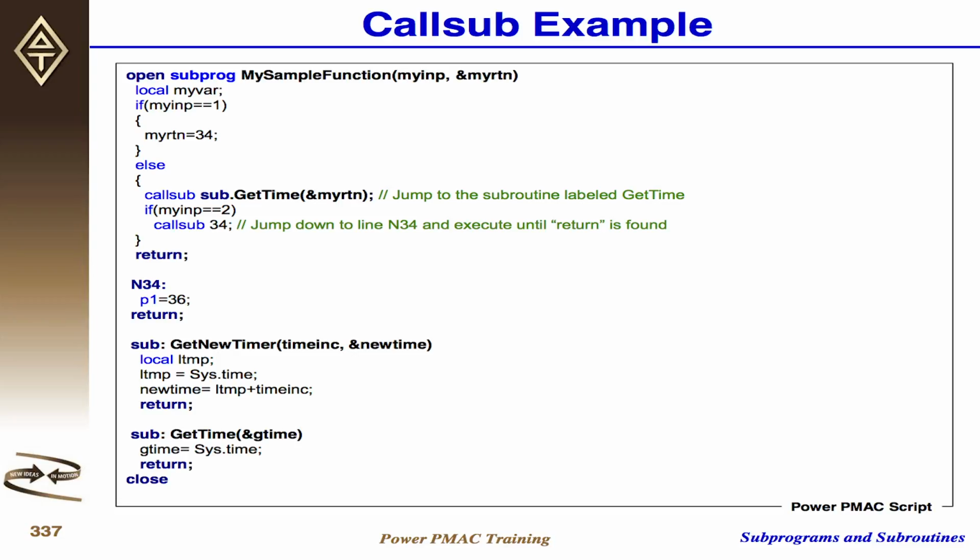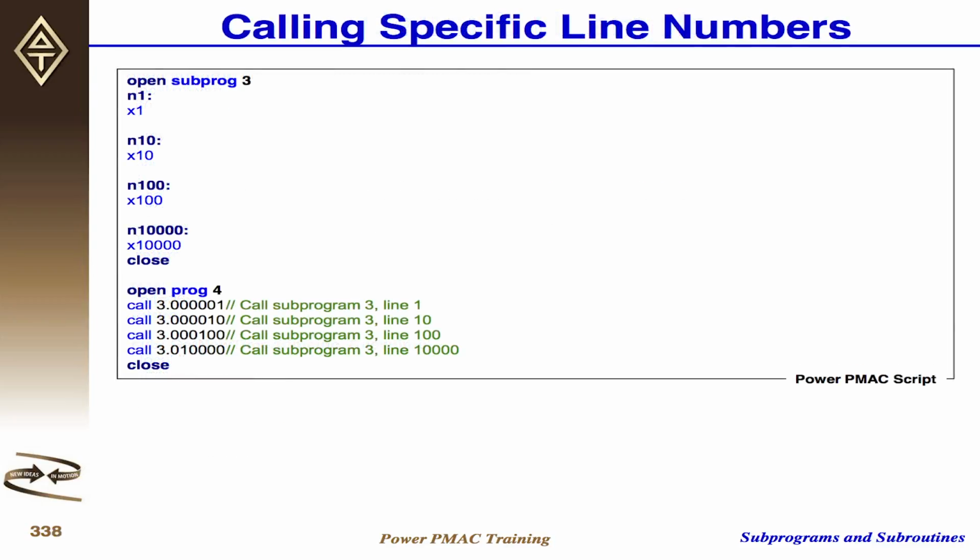Okay, so this is another subprogram example. Your subprogram and your calling program, with the motion program 4 call 3.00001. That's going to call subprogram 3 line 1, times 1 million, right? The fractional part. This one is going to be line 10. This one is going to be line 100. And this one is going to be line 10,000. You need to multiply by 10 to the 6th.